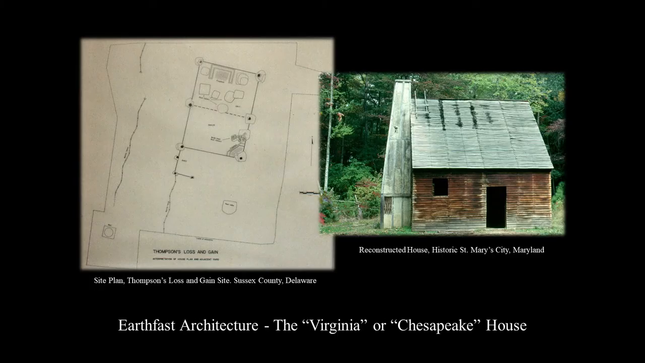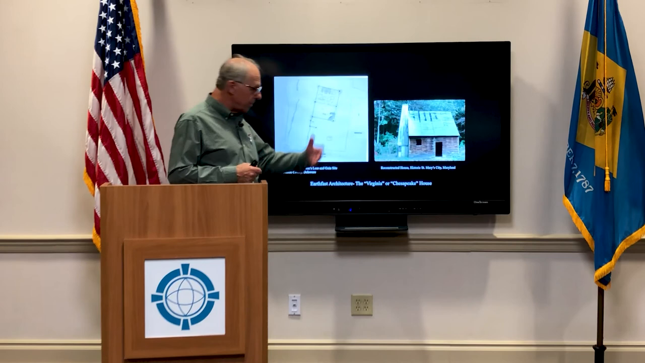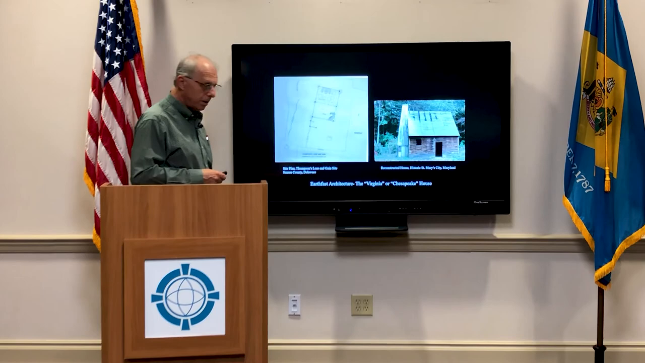Here's what that looks like. This is the site plan for Thompson's Loss and Gain. That first post hole that I showed you, the corner, was this one here. This will give you an idea of what that looked like. It probably had a partition at some point. Here's the root cellars. And then here's a reconstructed house at St. Mary's City. That'll give you an idea of what that looked like. Again, that's a long way away from some of the brick houses that we think typify the colonial period, which really do not. But if we were to drive around the Delaware landscape in the 17th century, the early part of the 18th century, the mid-century, at the time of the American Revolution even, we would see lots of architecture that looked like this. So this was a very common style.